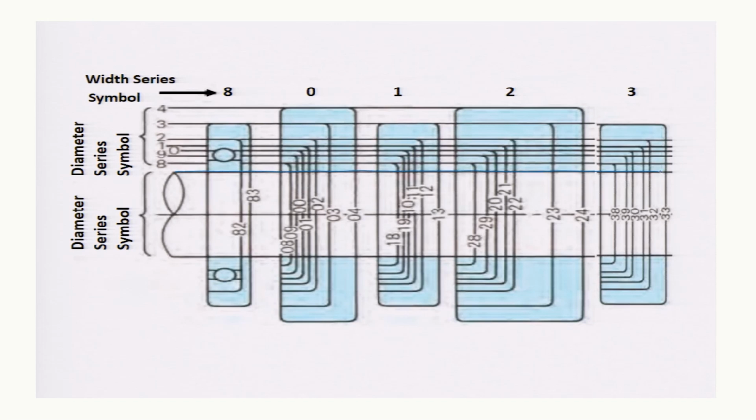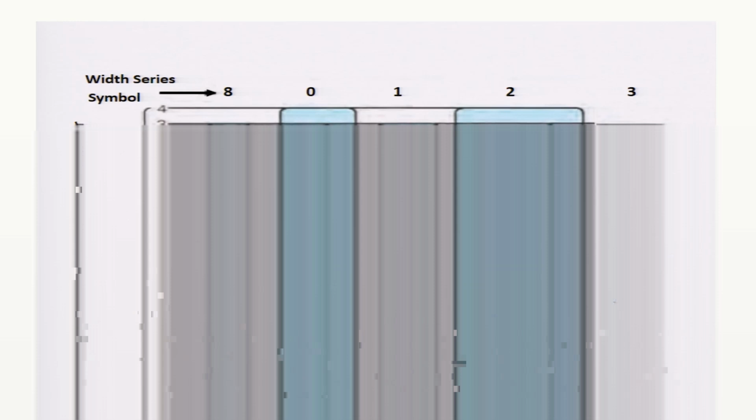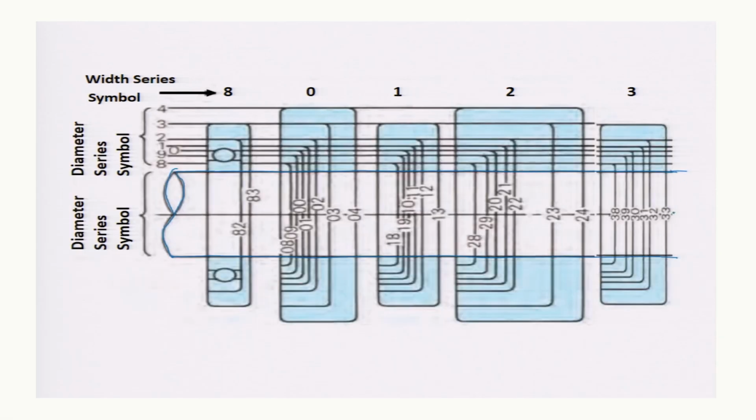Shown here, on the same shaft, you can have many types of bearings. This is the shaft, a single shaft, and the diameter series which you have used. A particular bearing is shown here.